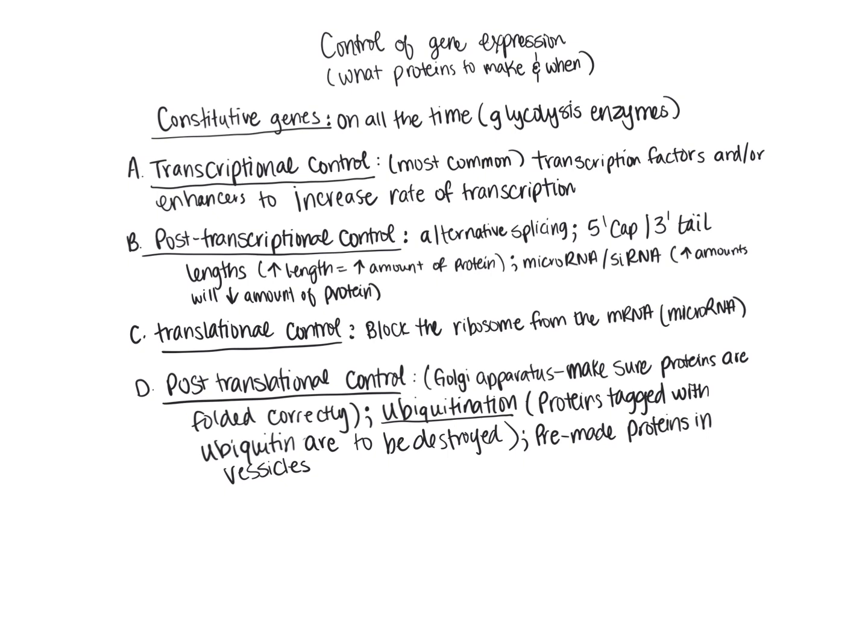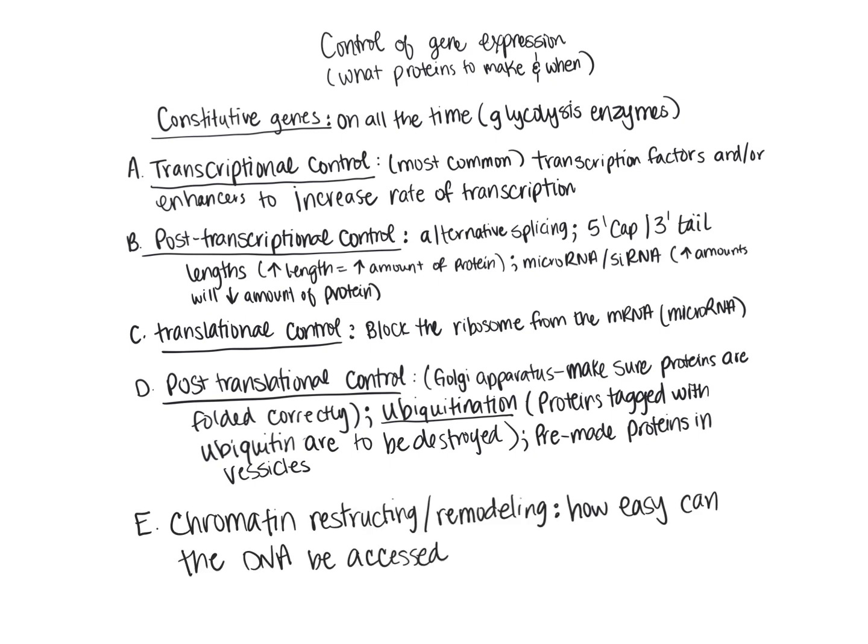The last type of control is called chromatin restructuring or remodeling. This is referring to how easily the DNA can be accessed as it's wrapped around the histones. The looser the DNA is around the histone, the easier it is for the RNA polymerase to access the genetic code and make the mRNA. The tighter the DNA is wrapped around the histone, the less mRNA is going to be produced.